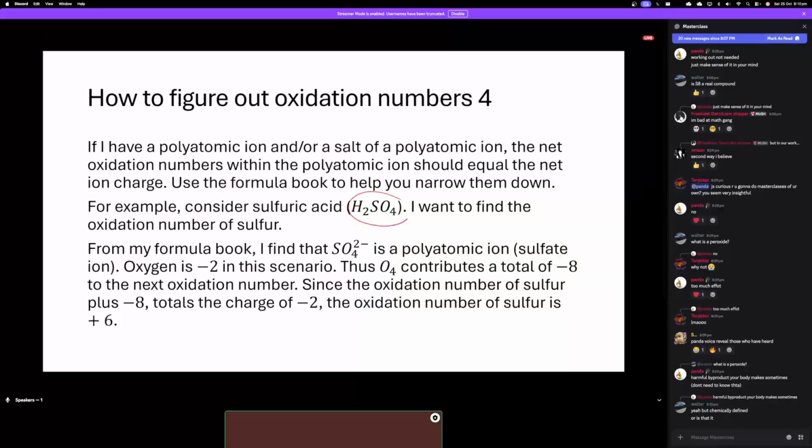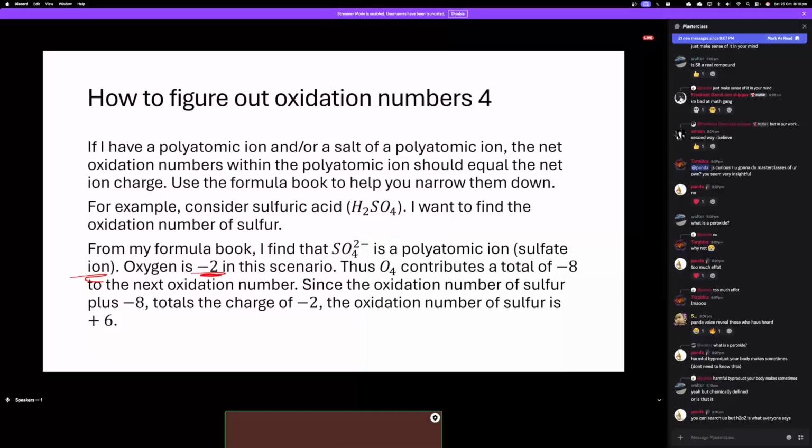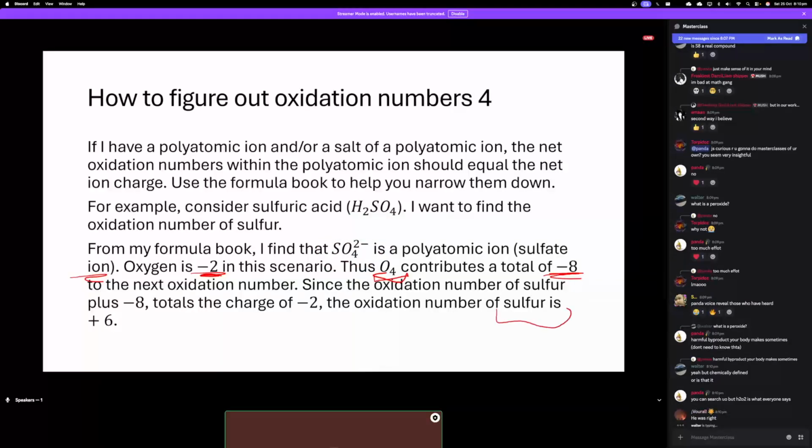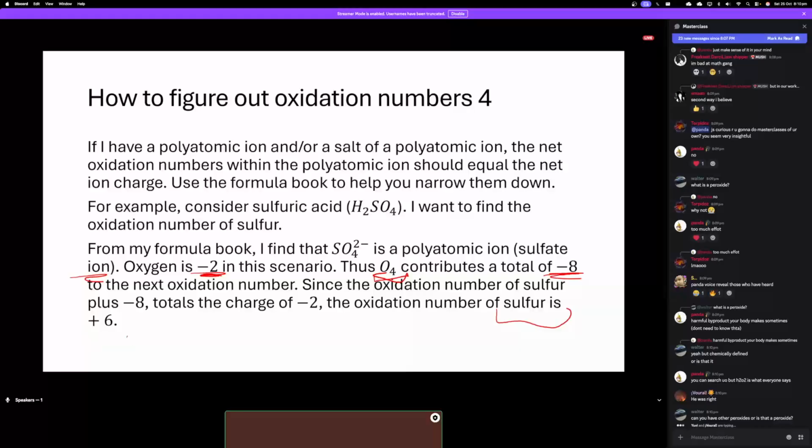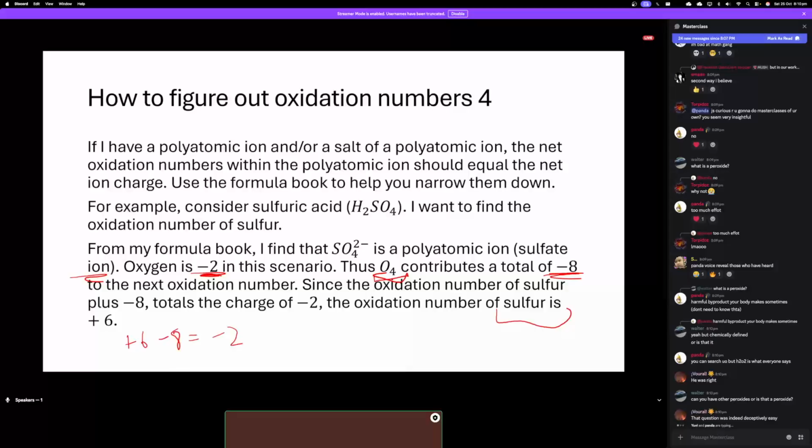Obviously, I can say this whole molecule has to sum to 0, but I can do even better. SO4 2- is a polyatomic ion. This is a sulfate ion, right? I wrote it here, sulfate ion. Oxygen is -2. 4 oxygens will contribute -8. Because I need the total of this ion to be -2, the sulfur alone must be +6, because +6 -8 equals -2. You can have other peroxides, but I've not seen any of them ever, and I've only seen hydrogen peroxide like once ever.